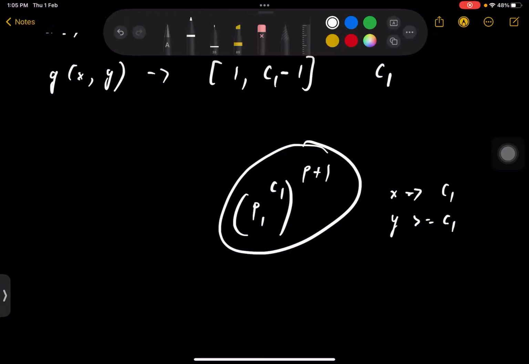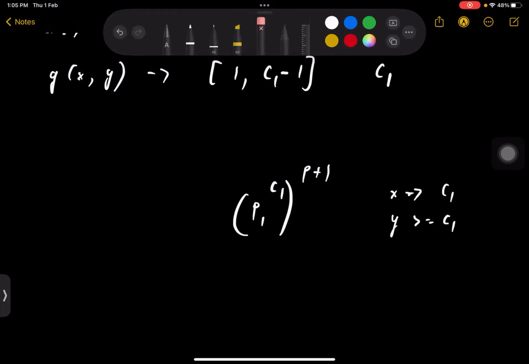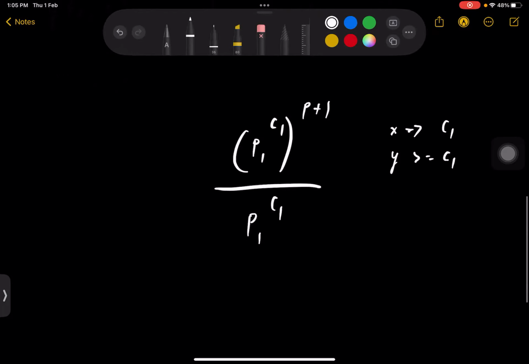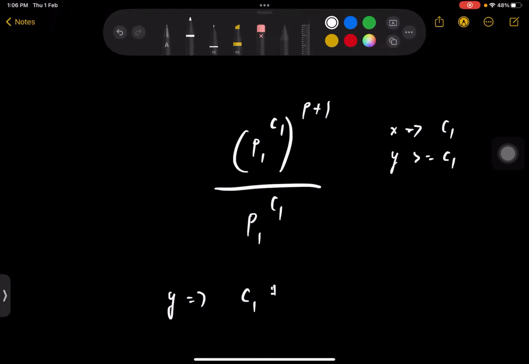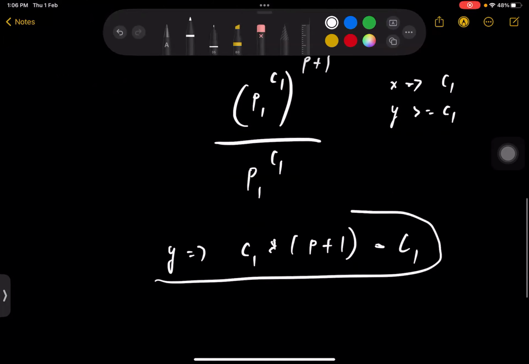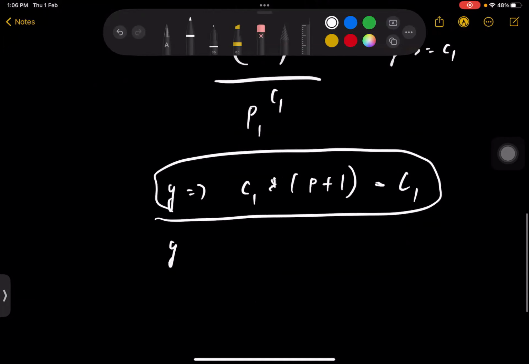Now, divided by P1 power C1. So if we just consider this, in Y, what should be the power of the same prime factor? Can I say it should be C1 into P plus 1 minus C1? Okay? So here if we see, it will be simplified to C1 into P. So always in Y, the power of this prime factor should be C1 into P.